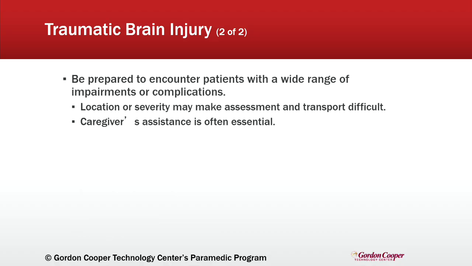Be prepared to encounter patients with a wide range of impairments or complications when it comes to traumatic brain injury. It's not going to be the same for any two patients. It's going to be very unique to that particular patient, so bear that in mind. Realize that many of these patients are actually relatively cognitively intact. However, they lose their ability to communicate well or understand things well because of the location of their brain injury. And it may cause a lot of physical impairments too.